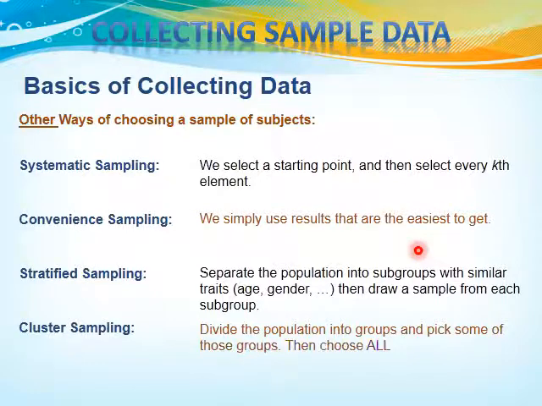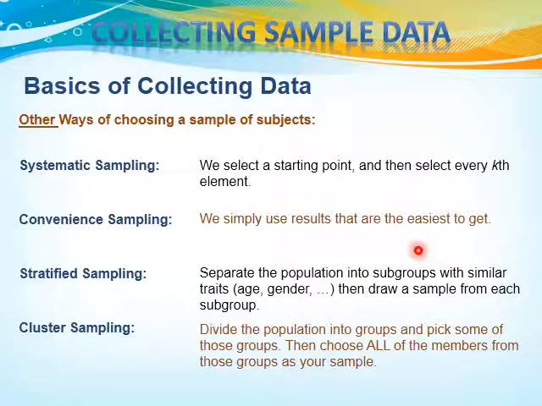Cluster sampling is similar. It divides the population into groups and then picks some of those groups. But the difference is that in cluster sampling, we're going to pick the entire group. So, going with the Sierra College theme, I divide the population into, let's say, statistics classes. And then I only pick some of those statistics classes to use when I'm collecting data. So maybe I want to know the average height of students who take statistics.